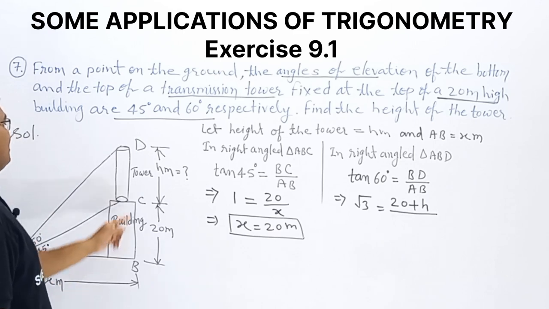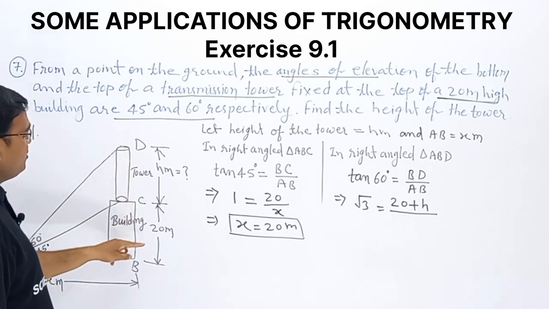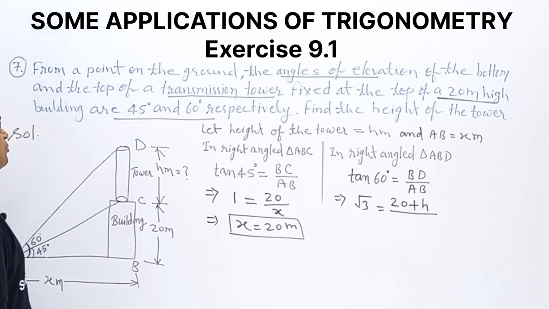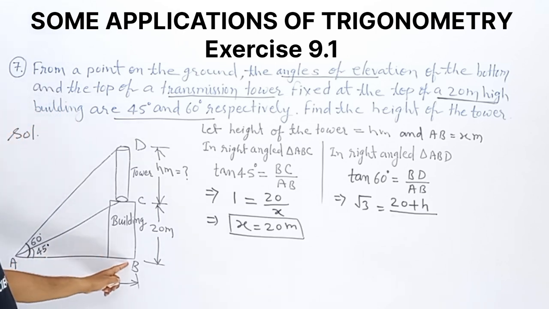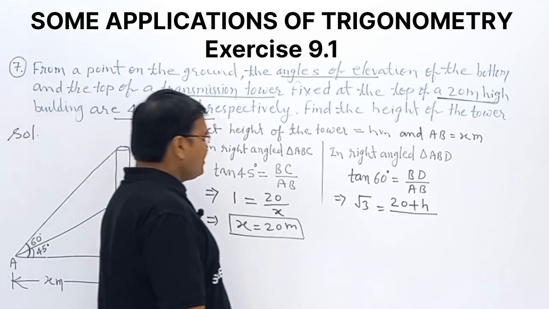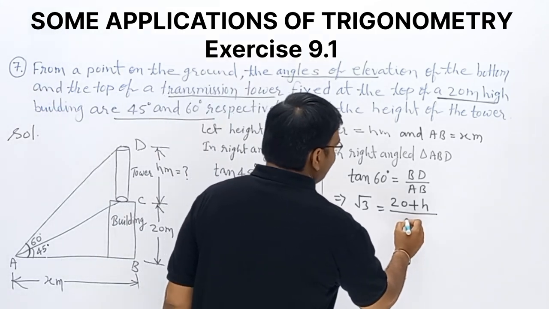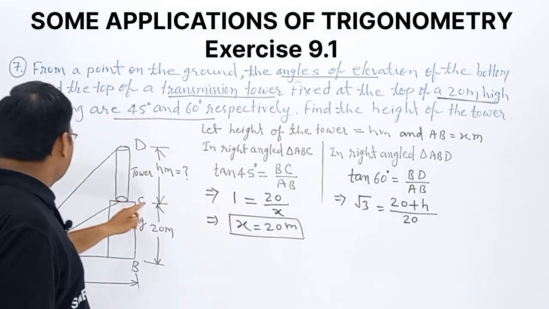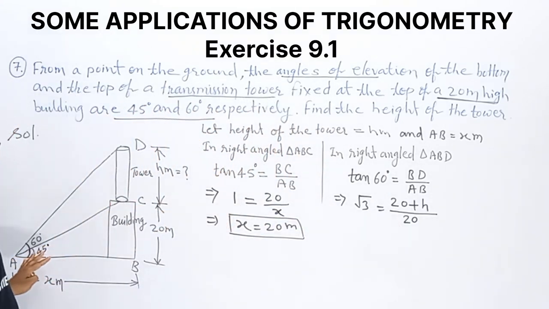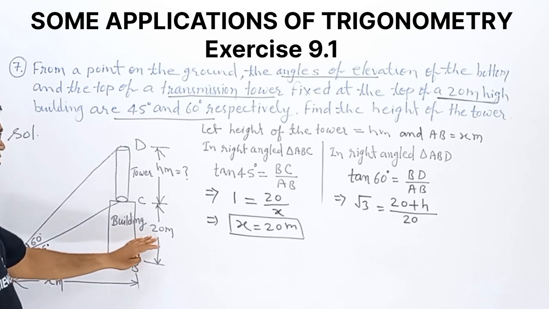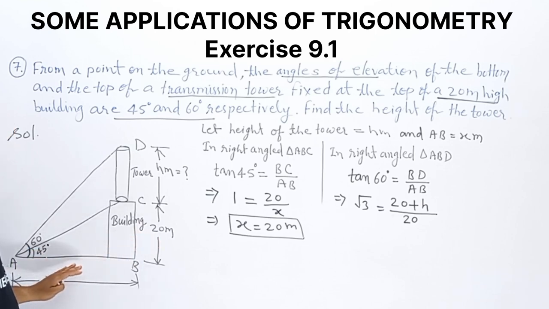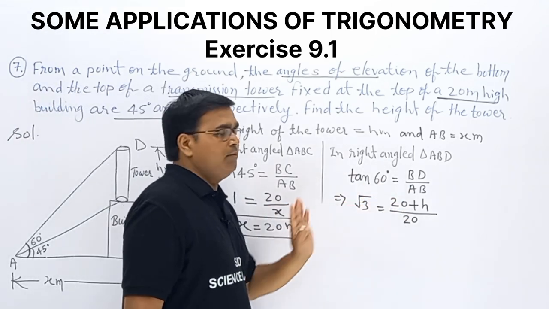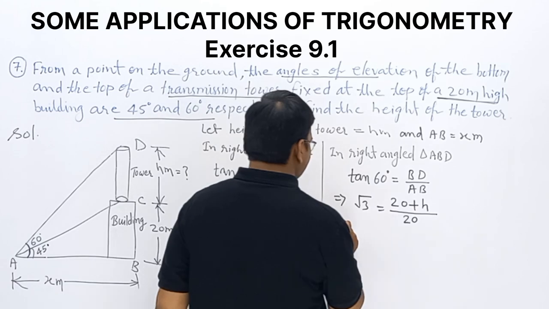BD for this triangle is a perpendicular, and this will be this plus this one, 20 plus h. Now what about AB? AB equals X meter, and X is 20 meter. So directly we can put AB as 20 meter. How are we getting AB? First we use this right triangle, and tangent 45 is this upon this. Once we solve, we get the base of this triangle, and AB will be 20 meter. Clear?